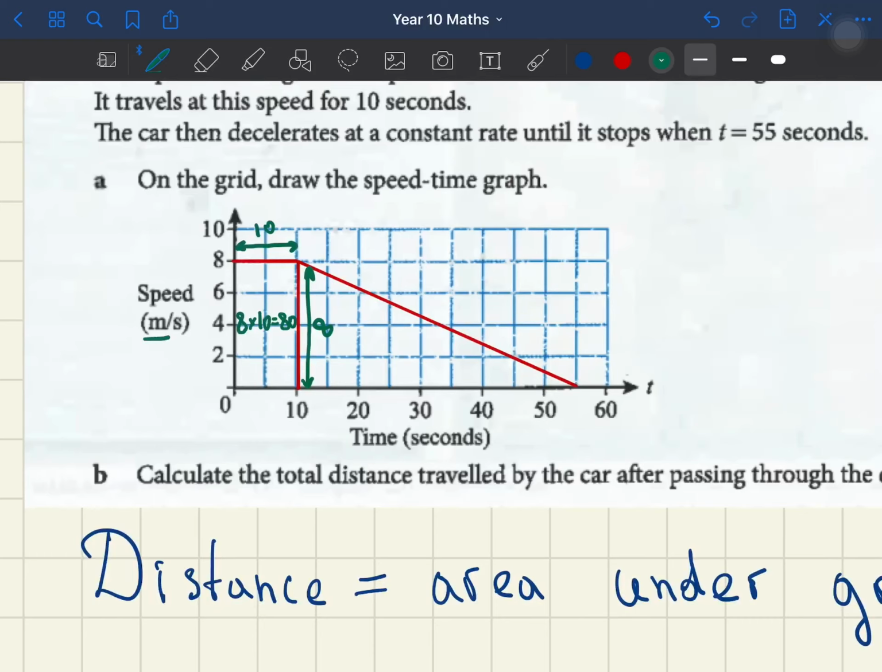This is important. And for this triangle, we already know the height, and now we can find the base. We start at 10, we finish at 55, so the base is 55 minus 10, which is 45. This is the length of the base. Then the area of this triangle is 1/2 times height times base, which is equal to 180.